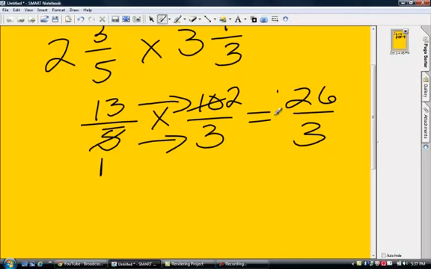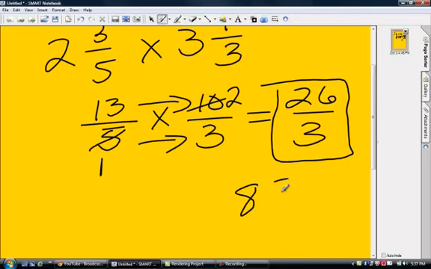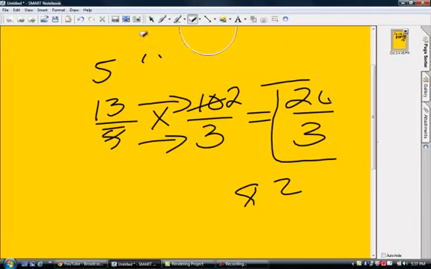You can leave your answer like that if you're in my class. If not, your teacher may ask you to turn it into 8 and 2 over 3. How do we get 8 and 2 over 3? Divide 3 into 26. It's going to go the maximum of 8 with 2 left over. Now let's do some division.